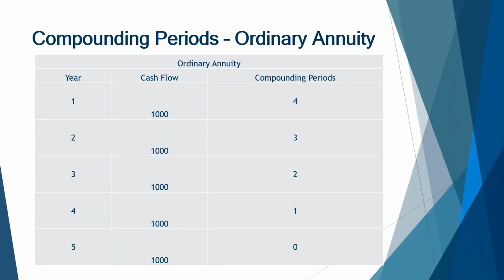So let's look at an ordinary annuity. This is what we had looked at in the last lecture. I just want to show you what the compounding periods would be for a 5-year annuity. Notice that the first payment is compounded for 4 periods, and notice that the last payment is compounding for 0 periods. The last payment compounds for 0 periods because it occurs at the end of the annuity, so it's unadjusted for the time value.